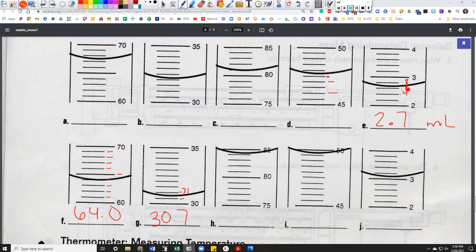All right, Gabriel, H? 84.2 milliliters. Okay, all right, so let's see. Each line is by 0.2, so that's 80. No, that's 81, that's 82, 83, 84. So we know it's at least 84, and then you can guesstimate. So 84.2, perfectly acceptable. All right, Lillian, what you got?